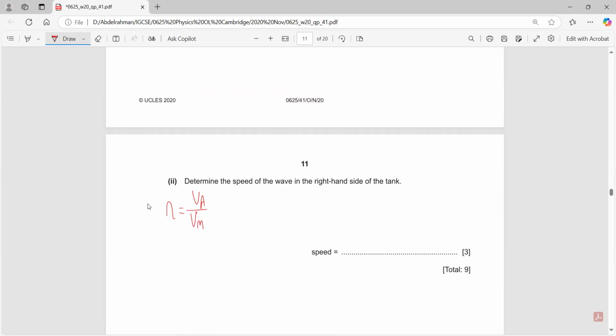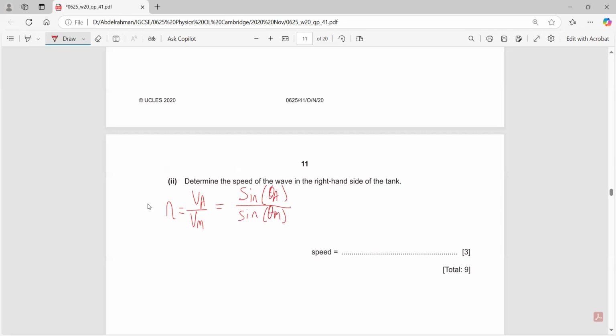We need the speed in the medium. We don't have the refractive index, and we do not have the speed of this wave in the medium. Is there another equation? Yes, there is: n equals sine theta A over sine theta M, the angle in air over the angle in the medium.